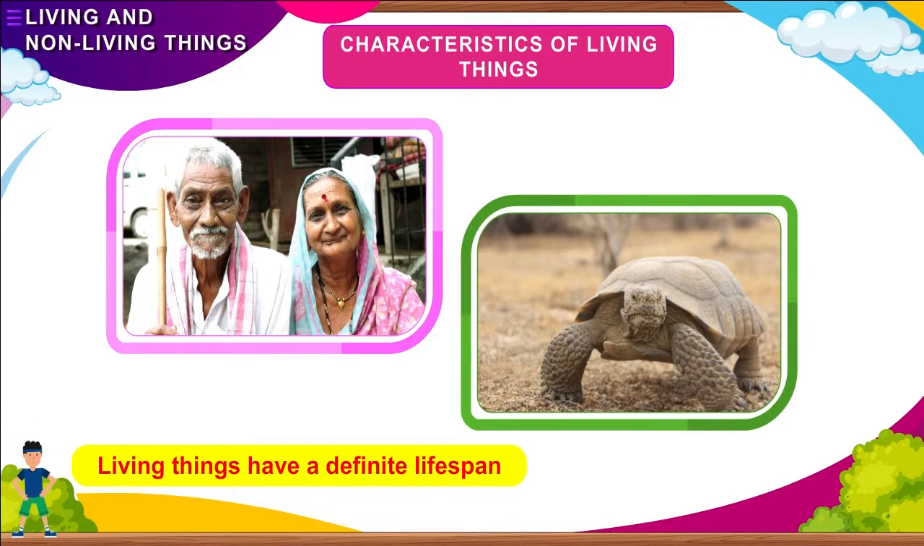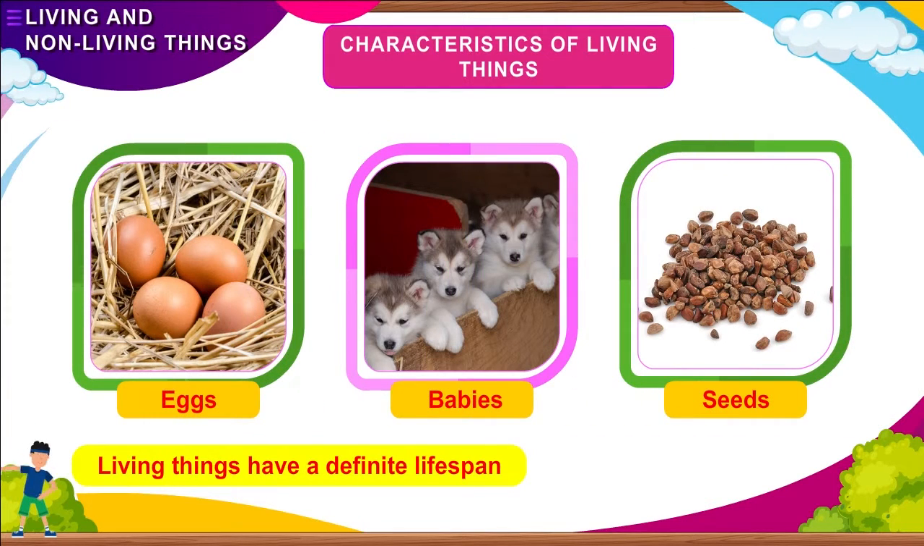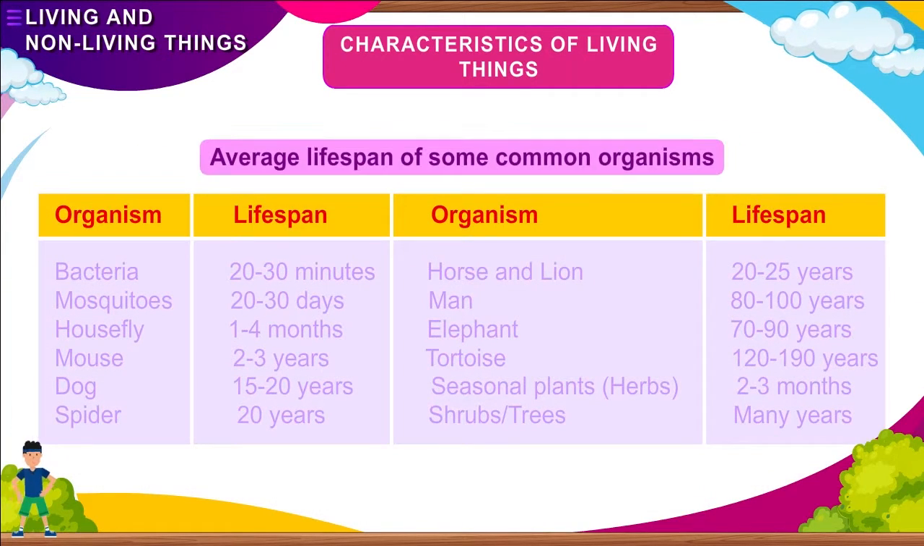Living things live for a definite period of time. This is called their lifespan. But the organisms should continue to live on Earth. To do so, all living things give birth to their young ones. They may be in the form of eggs or babies or seeds. This process of giving birth to the young ones is called reproduction, which means to produce one of the same kind. The average lifespan of some of the organisms is given here.